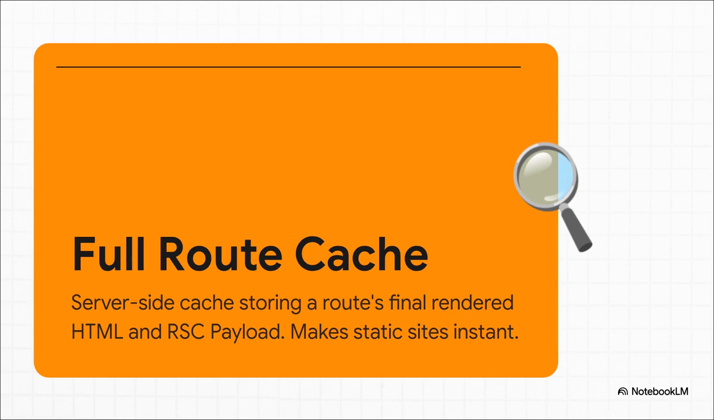All right, now we get to the big one. Layer 3, the full route cache. This is the cache that is most directly impacted by those so-called dynamic functions. See, this cache doesn't just store little bits of data. It stores the whole shebang, the fully rendered HTML and the React server component payload for an entire page. For static pages, this is why they're so fast. The finished page is just sitting there, waiting.